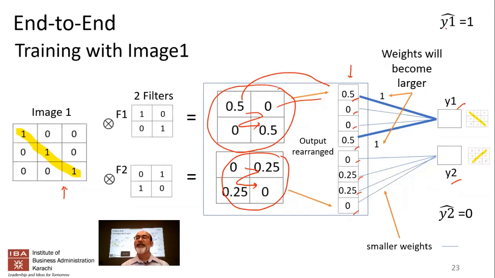Now we also have the labels. We've got y1 labels and y2 labels. And now we're going to go through the backpropagation algorithm to train the weights. What are the different weights over here? Where are the weights? Are the filters the weights, or are the weights over here?